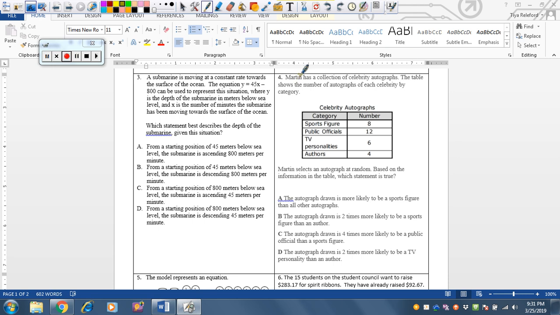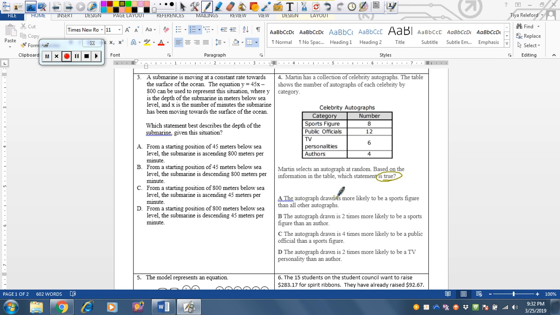Number 4, Martin has a collection of celebrity autographs. The table shows the number of autographs of each celebrity by category. Martin selects an autograph at random based on the information in the table. Which statement is true? These are the ones where you have to go through every answer choice and write the numbers on top of the answer choice.